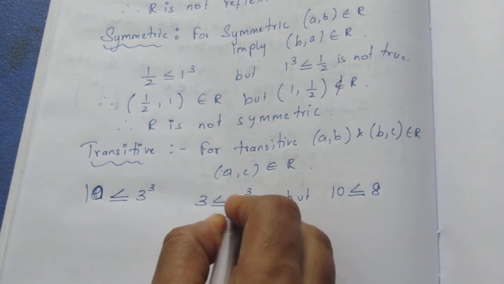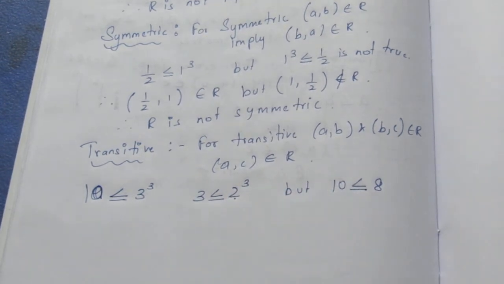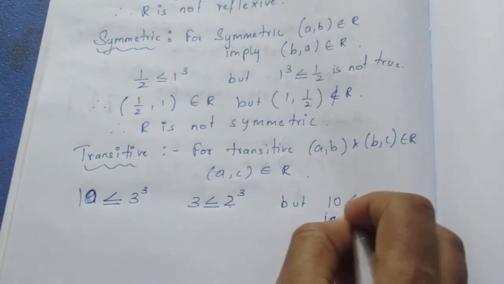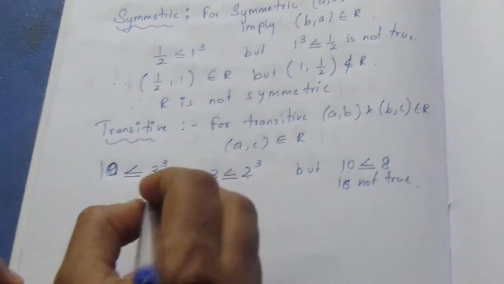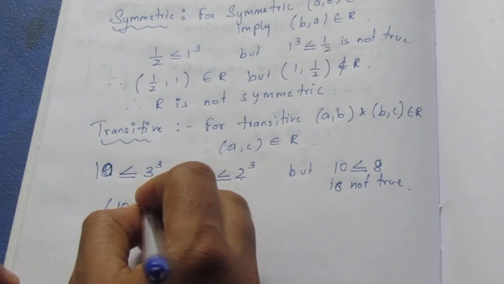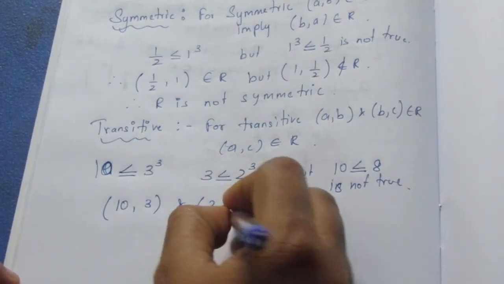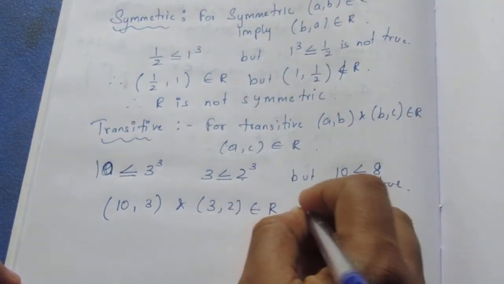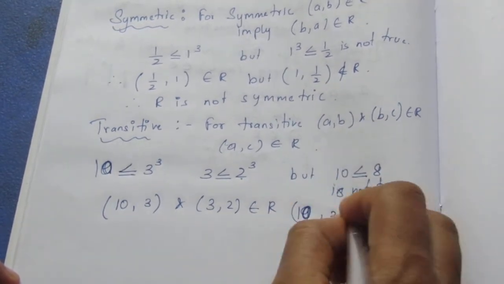That is 2 cube, which is 8. Now we can say that is not true, as (10, 3) and (3, 2) belong to R, but (10, 2) does not belong to R.